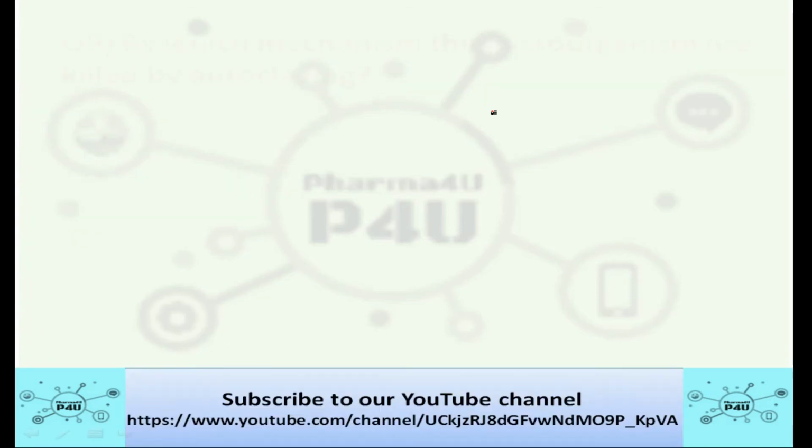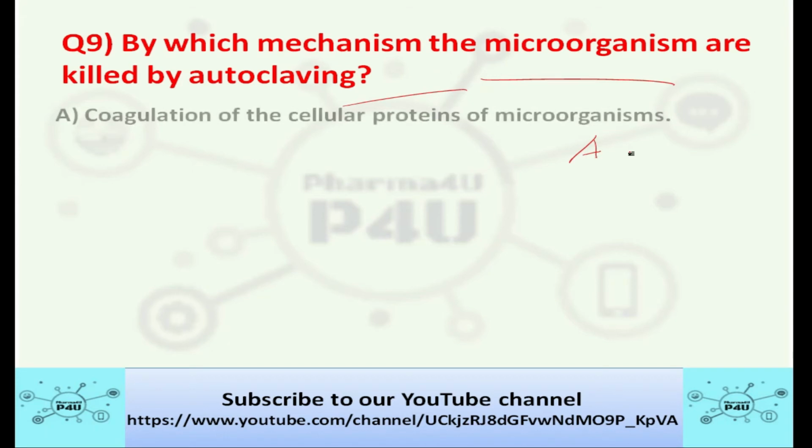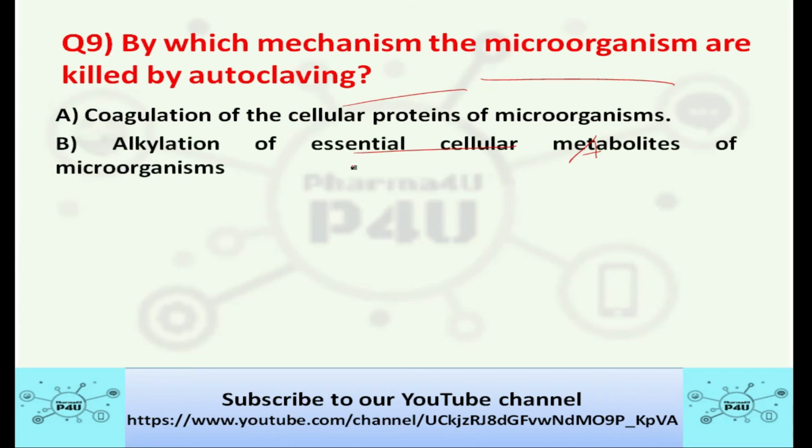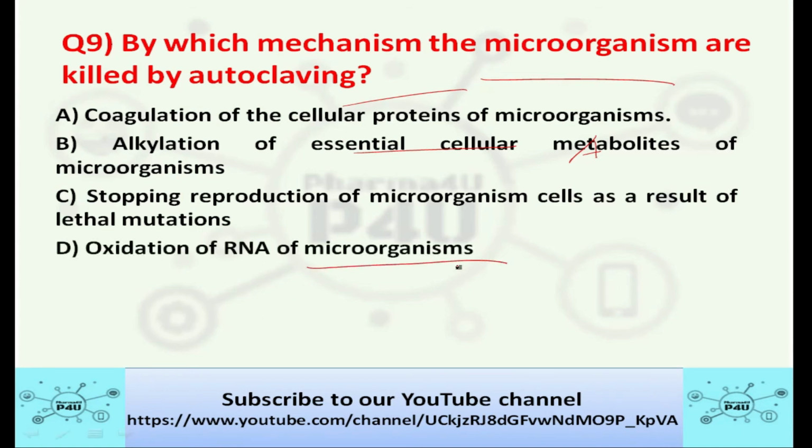Now moving on to the next question: by which mechanism are the microorganisms killed by autoclaving? The question asks what would be the mechanism of autoclaving by which it kills the microorganisms. So options are: option A is coagulation of cellular proteins of microorganisms. Option B is alkylation of essential cellular metabolites of microorganisms. Option C is stopping reproduction of microorganism cells as a result of mutation. Option D is oxidation of RNA of microorganisms. So what would be the mechanism of autoclaving through which it kills the microorganisms?